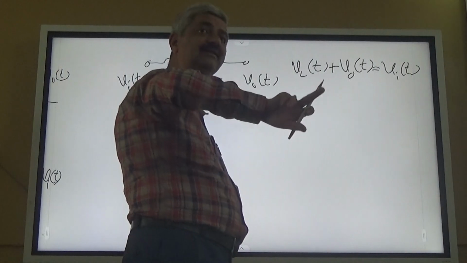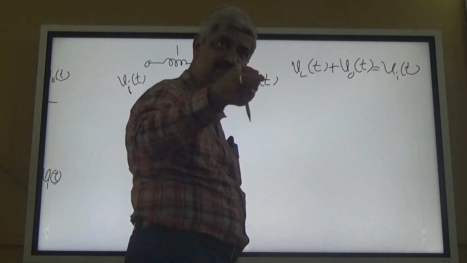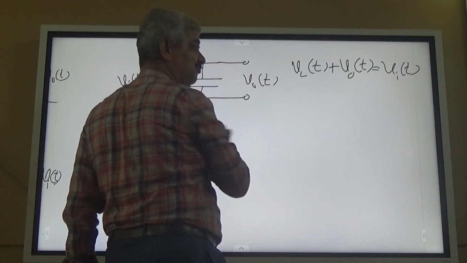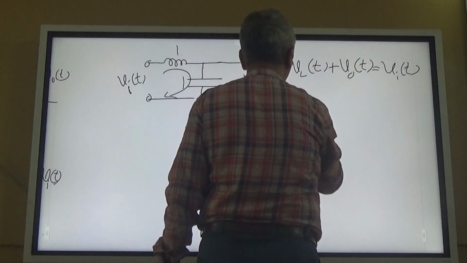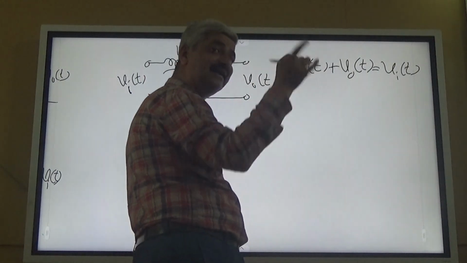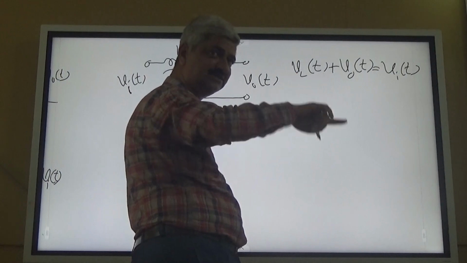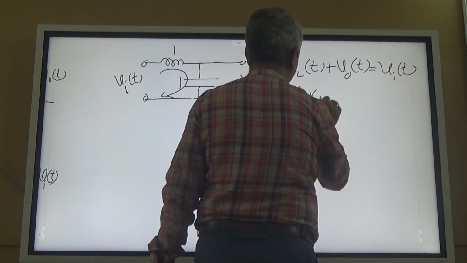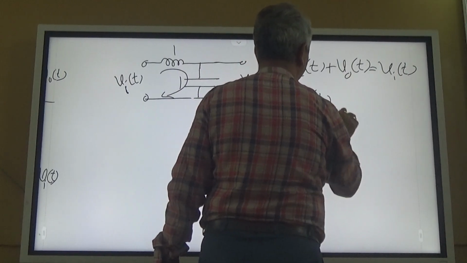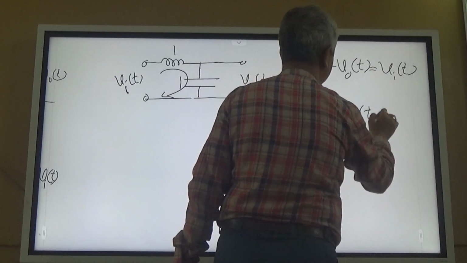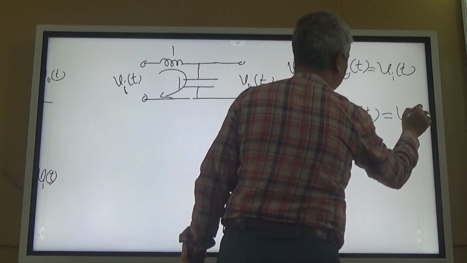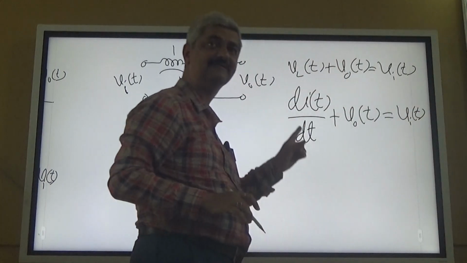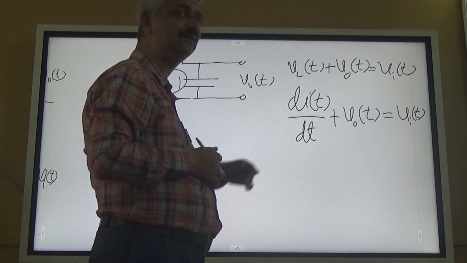VL equals L dI. What is L? L is 1. And being a series circuit, and since nothing is connected here, I is the same for inductor and capacitor. So it is L dIL by dt, but since it is a series circuit, IL equals IC, so I can say L is 1. So dI by dt plus Vout is equal to Vin. Is it right? Yes. Is it okay? What is I?